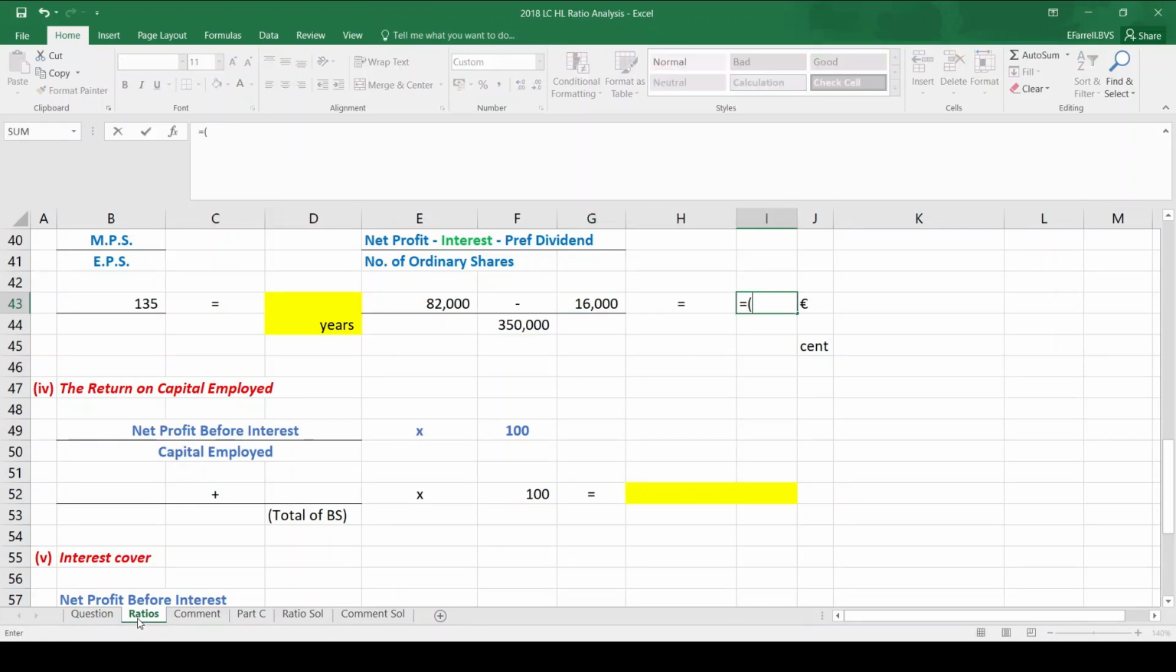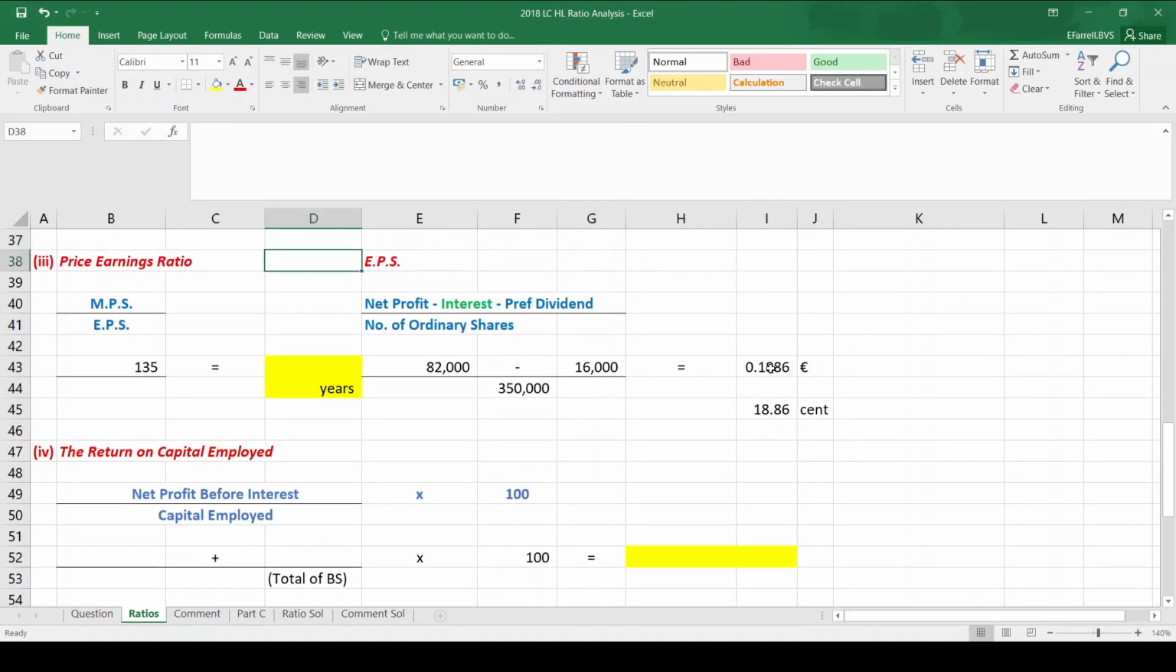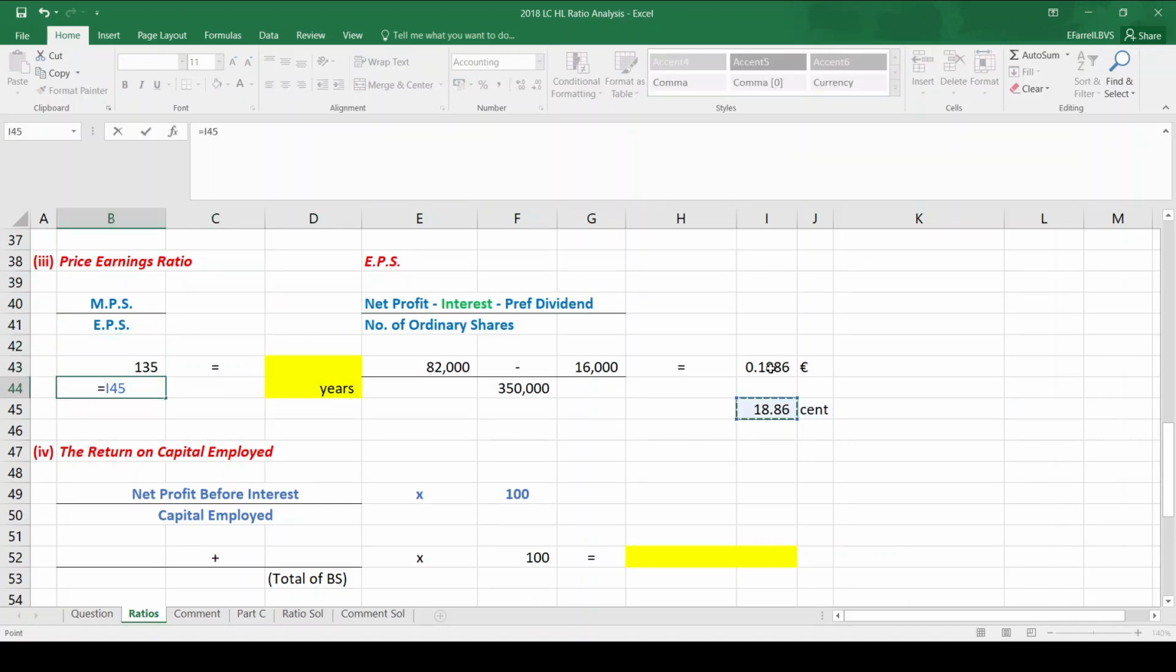So to work this out, it's going to be 82 minus 16 divided by 350. So again, that's €0.1886. And to get it in cent, I'm going to move the decimal over 2 places, 18.86 cents. So now I have my earnings per share. I can fit it in here. It is 18.86. And to get my price earnings ratio, market price per share divided by earnings per share, and it is 7.16. So some people say 7.16 years, and some people just say 7.16 is to 1. Either way is fine.